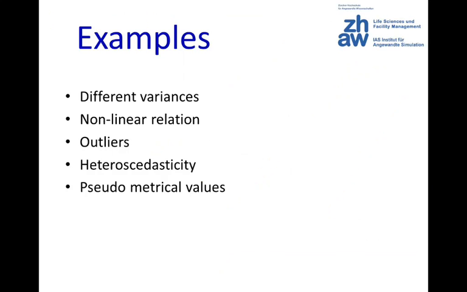Now let's finish this with looking at some examples of cases you will very often meet in practice. We first look at the effect of different variances in a model. We look at nonlinear relations, at outliers, heteroscedasticity, and so-called pseudometrical values resulting from some questionnaire data here, for example, data between 1 to 5, which is not really metrical.